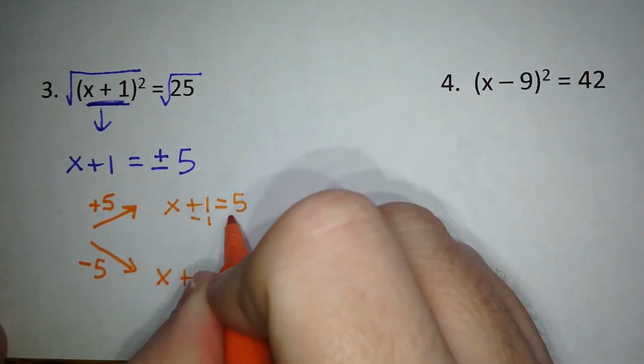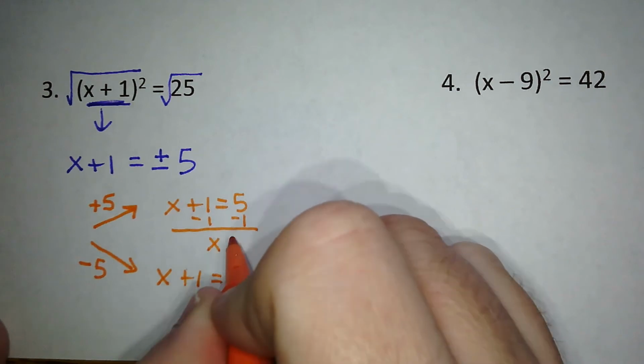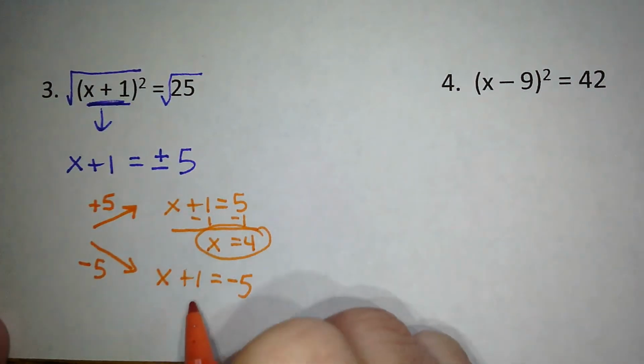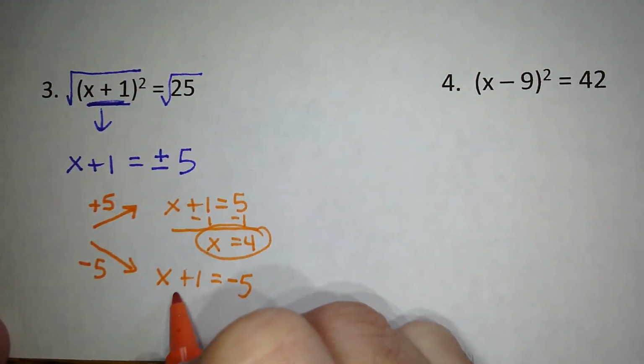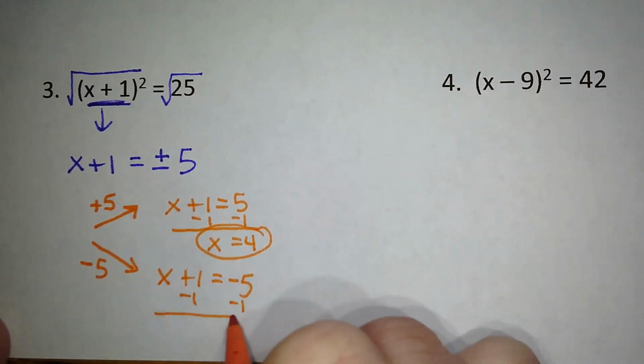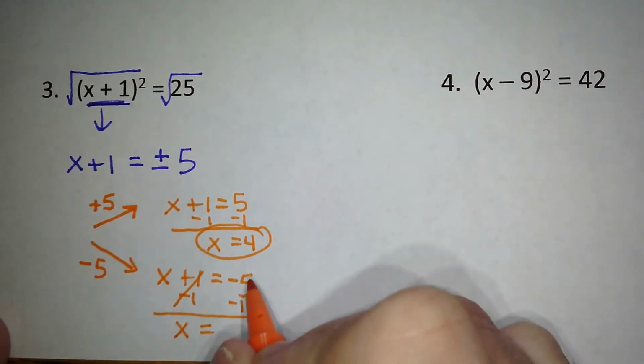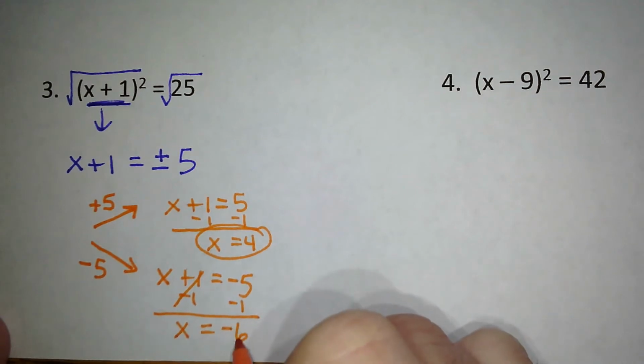When I subtract 1 over here, I'm going to get x equals 4. In this case, I have to subtract 1 over here, and I'm going to get negative 5 minus 1 is negative 6.